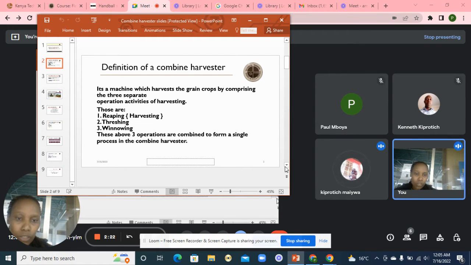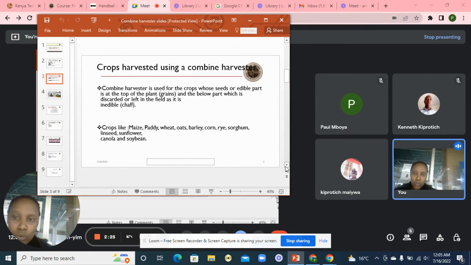So now I want you to name at least the crops which are harvested using a combine harvester. Who can name any crop harvested by a combine harvester? Any crop you know which is harvested by use of a combine harvester? Yeah, good. We have wheat, we have sorghum, and of course we have maize.